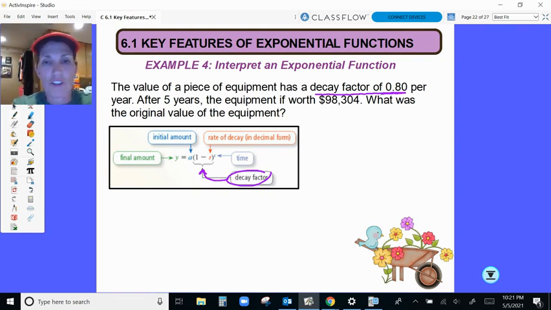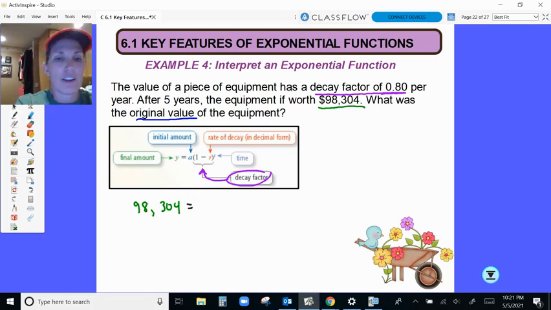So after 5 years, the equipment is worth 98,000. So this is a little bit backwards. What was the original value? So my original value is actually, this is A. We want to know the original value. Okay. So my final amount is actually this guy right here, 98,304. They want to know what was the original value right here. What is A? We don't know that.